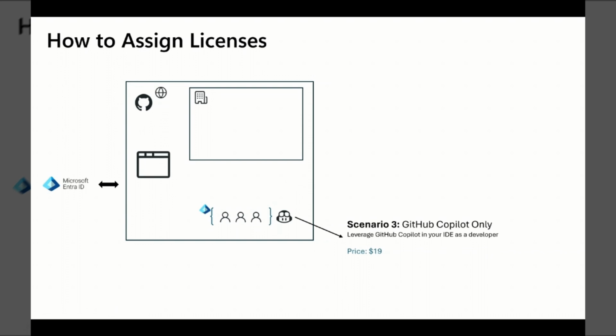Again, in this video, we are going over scenario 3, which is GitHub Copilot only, where your developers can leverage GitHub Copilot in your IDE. This is ideal if you have source code not on GitHub and on another source control platform such as Azure DevOps or Bitbucket. Let's take a look.